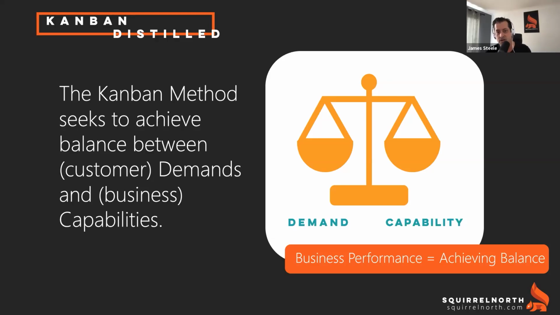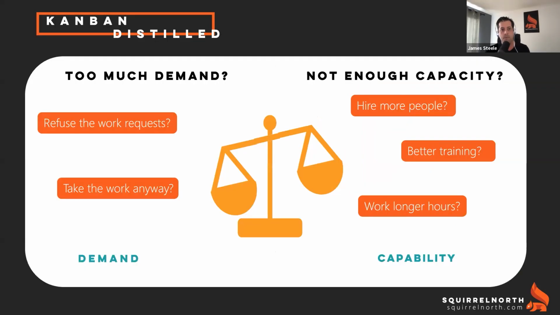Things are taking too long to deliver. We have too much work, perhaps not enough predictability. We got overburdened staff. Everything's urgent. Maybe we're taking shortcuts on quality and exceeding budgets. So when that happens and there's an imbalance, we can often misdirect our improvement efforts, right? Maybe if we have too much demand, what are we supposed to do? Should we start refusing those work requests? Should we take the work on anyway and overburden our staff?